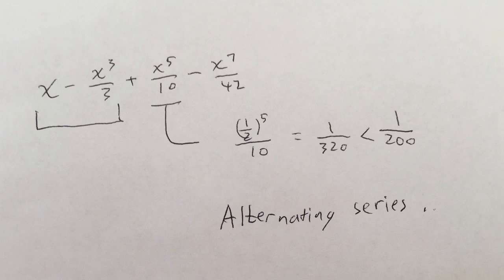Looking at the third term, it's x to the fifth over 10, and we substitute in 1/2 for x, and that means we get 1 over 320, which is less than 1 over 200. We can do this because this is an alternating series. If this wasn't an alternating series, we would have to use the integral method to see if the error is less than a certain value. And because 1 over 320 is less than 1 over 200 and the series is alternating, this proves why the estimate found in part C differs from the actual value by less than 1 over 200.